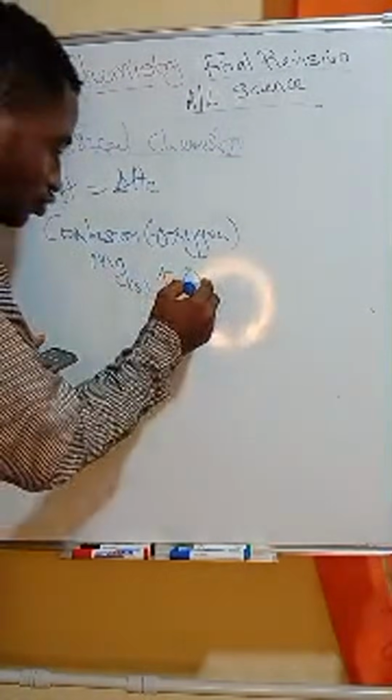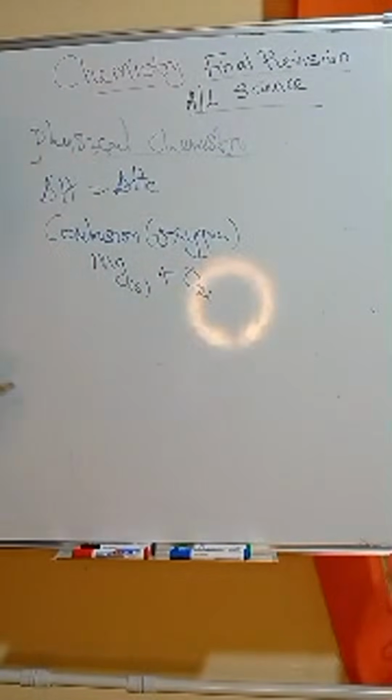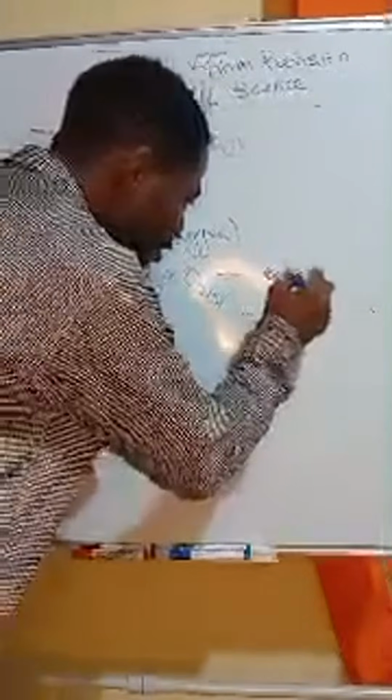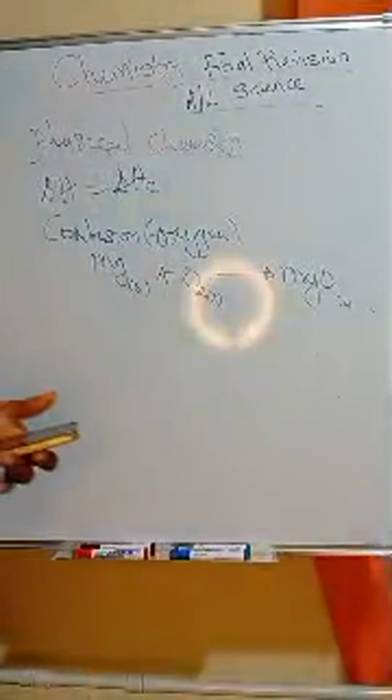Oxygen is O2. And what is the physical state of oxygen? Gas. To give you what? Magnesium oxide. And magnesium oxide now is what? A solid. A solid that is combined with a gas remains a solid. A solid that is combined with a liquid becomes an aqueous solution.